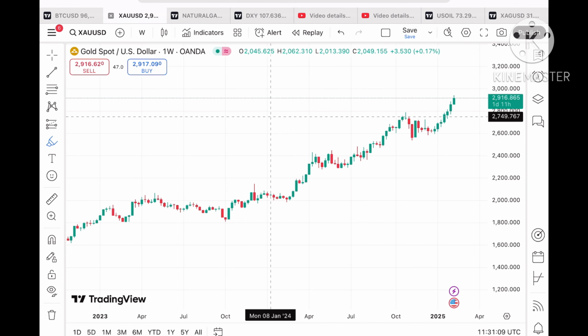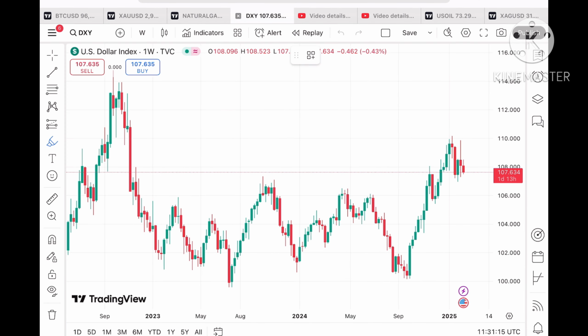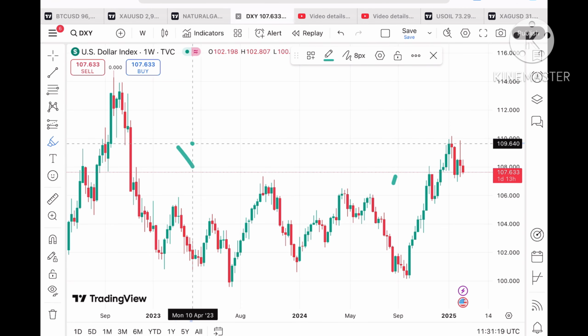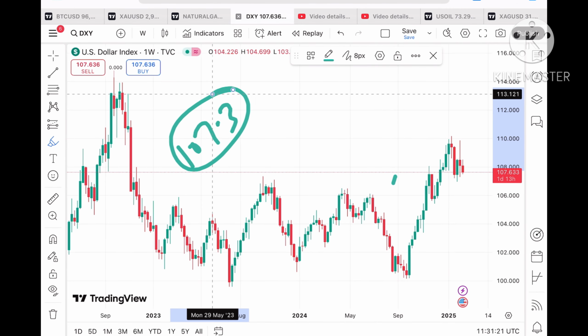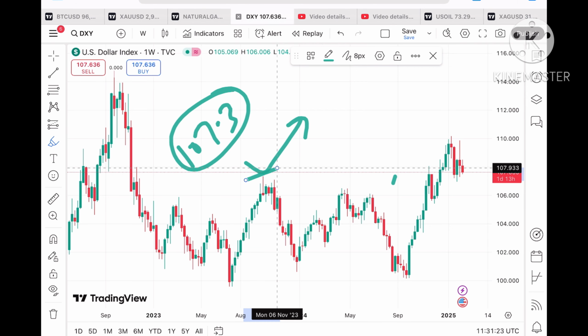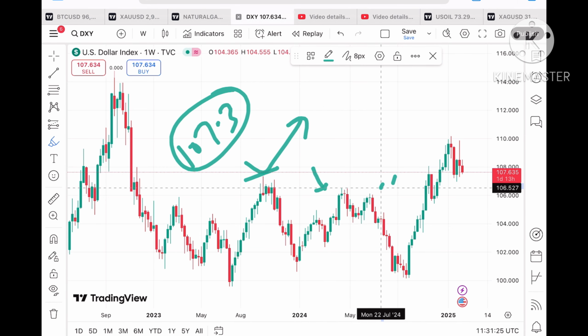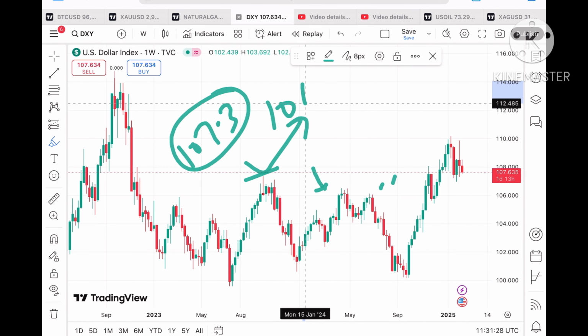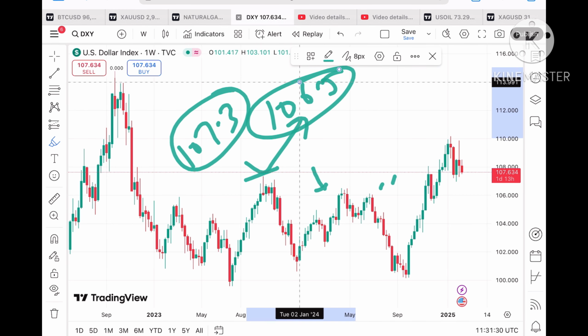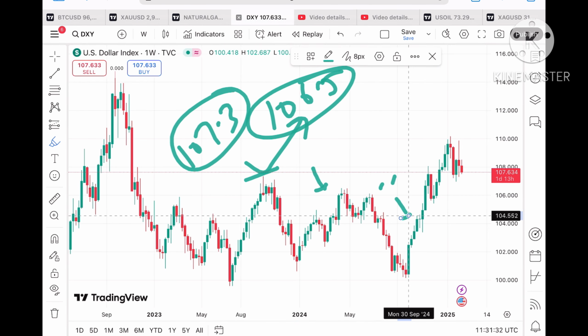If you look at the dollar index, it made a high of around $110 and came down. I have clearly explained that 107.3 is a strong support, so we can see a bounce back from this level, but if it starts falling below this level, chances of going towards 106.5 are there. And if the price starts falling below that level, a further downfall we can see.